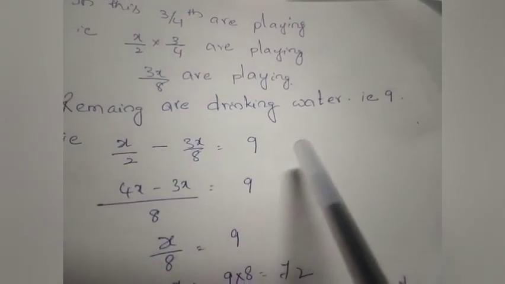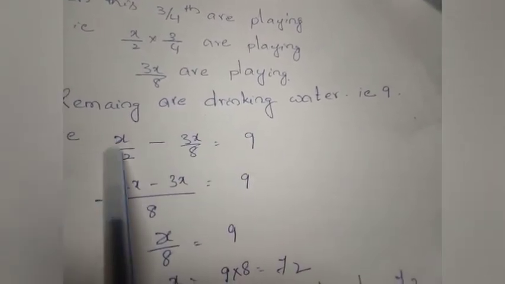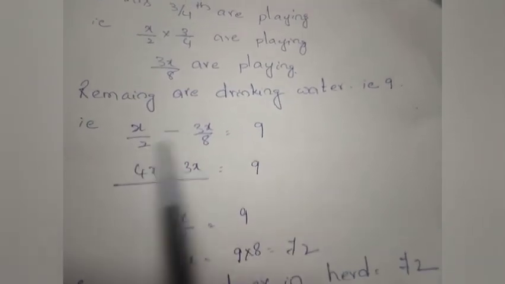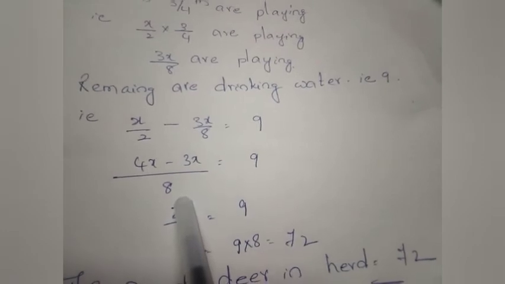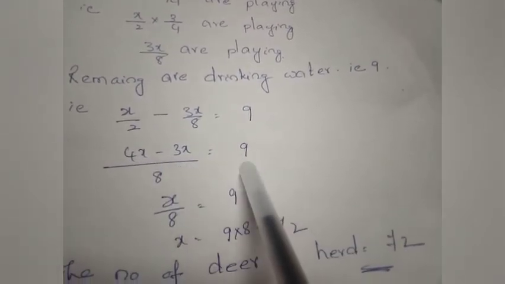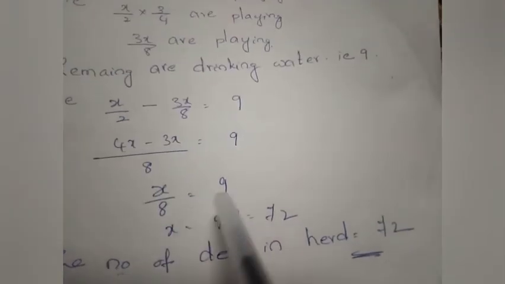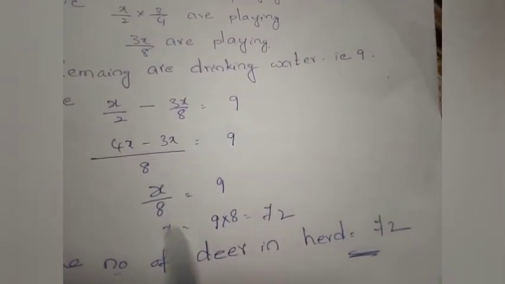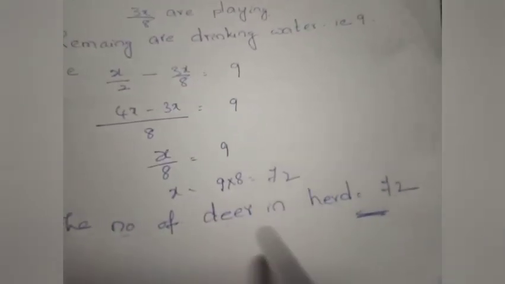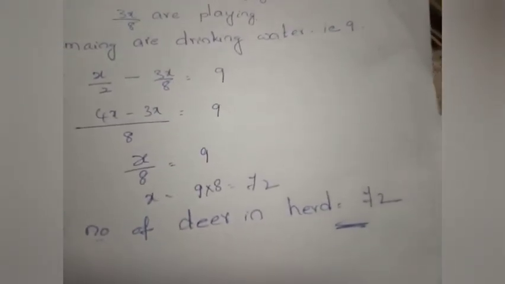The remaining is 9. So x by 2 minus 3x by 8 is equal to 9. Take LCM for these two. 8 is the LCM. 2 4s are 8. So 4x minus 3x is equal to 9. This is x by 8 is equal to 9. And x is equal, when it comes this side, 9 into 8 is 72. So the number of deer in the herd is equal to 72.